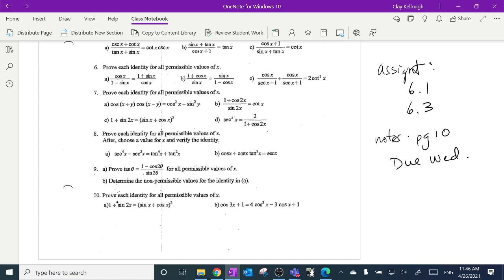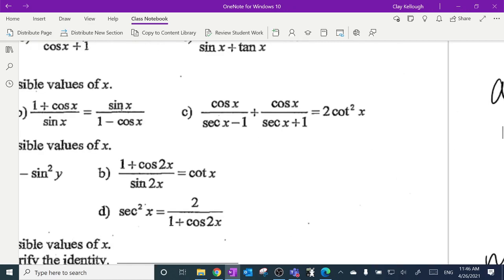Like look at, for example, 6C. What would you want to do with that? First of all, which side seems like the one you'd want to work on? I'm going to work on the left. I know cotangent could be turned into sine and cos, or cos over sine, but it's still definitely a simpler looking side than the left.